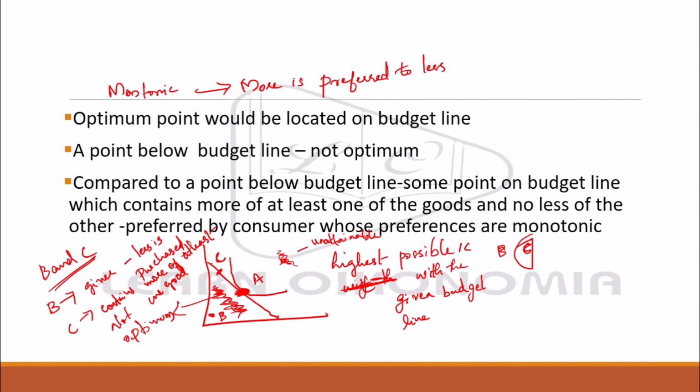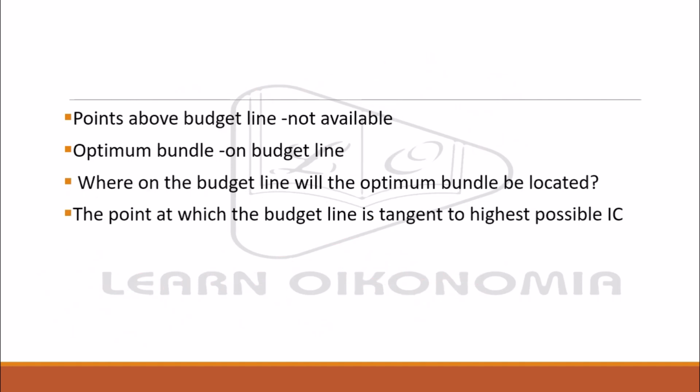Here, in the case of C, this gives the consumer more of at least one good and no less of the other. So given a choice between B and C, the consumer will always choose C only.